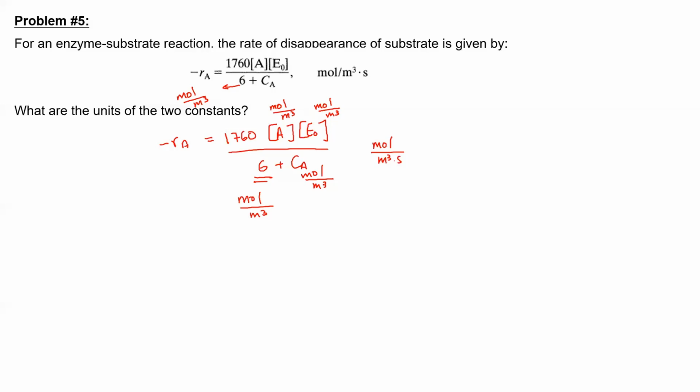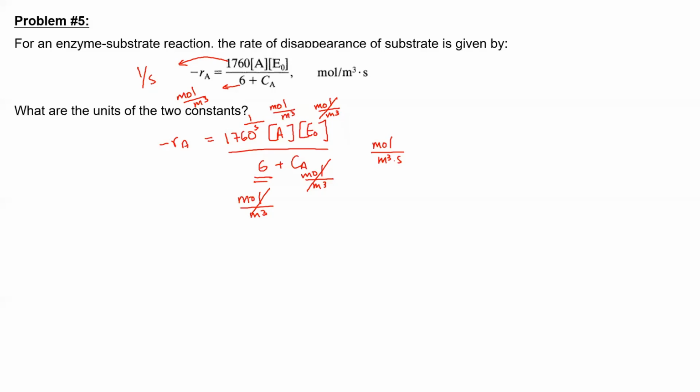So now we have this, so the denominator, I have 1 mole per meter cubed, and here I have 2 moles per meter cubed. So this will cancel with one of them. So at the top here, I have mole per meter cubed multiplied by 1760 will give me mole per meter cubed second. So this means that 1760 is just 1/2, right? So once these two multiply, I get this unit. So the unit of this constant in this case is 1/2.